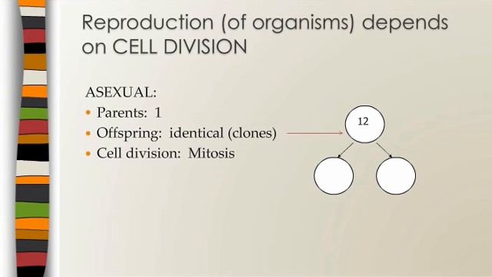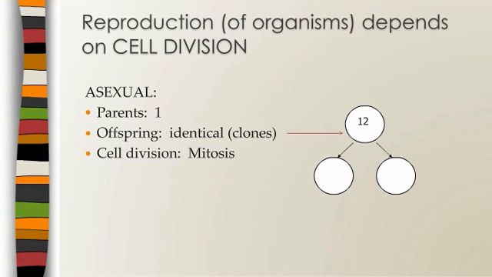The first is asexual. Look on the back of your graphic organizer. Fill in the blank at the top. Reproduction of organisms depends on cell division. Starting by looking at the asexual form of reproduction. In this type of reproduction, there is only one parent. Write this in. The offspring, therefore, are going to be identical or clones of that parent.